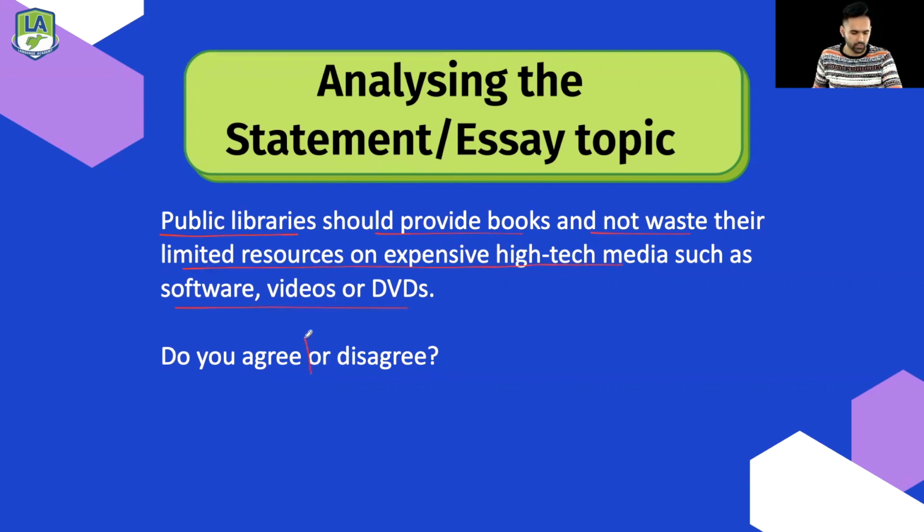Now, first of all, we need to understand the two sides of the argument. The first side is public libraries should provide books, meaning they should focus on books and should not waste their capital or resources or money on things like software, videos, and DVDs. If you agree, you're saying yes, they should focus on books. If you disagree, it means they should focus on high-tech media.